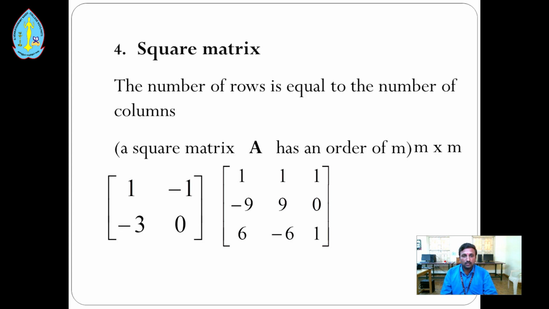And the fourth one, square matrix. If the number of rows and columns are equal, then it is called the square matrix. A square matrix has an order of M, that means M cross M, M rows and M columns. Number of rows and number of columns are equal. First example is 2 cross 2 matrix and the second one is 3 cross 3 matrix, 3 rows and 3 columns.